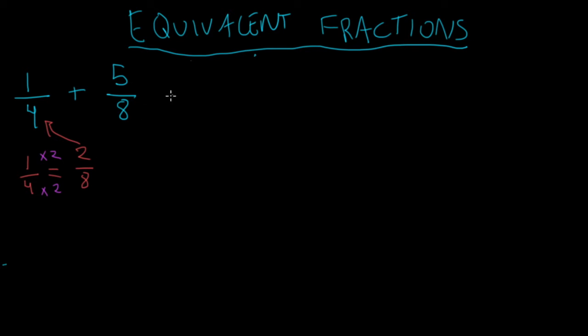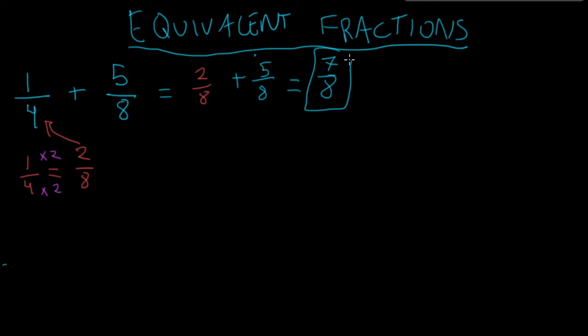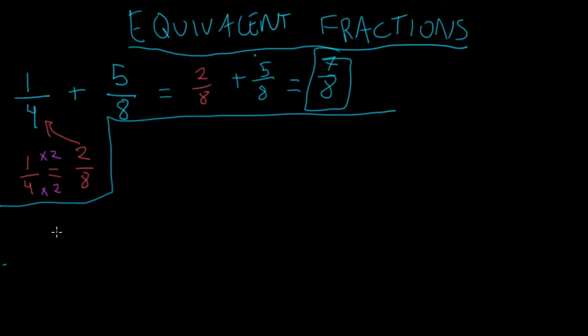So let's go ahead and do that. We have our new problem, which is going to be 2 out of 8, 2/8 plus 5/8 is equal to 7/8. All right, and that's our answer. So we changed 1/4 into 2/8, and that allowed us to then add our fractions. All right, let's try another one there.